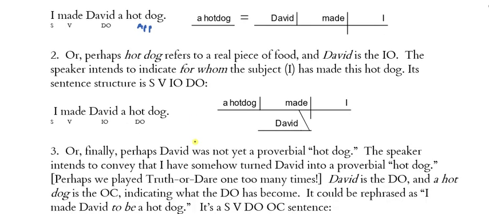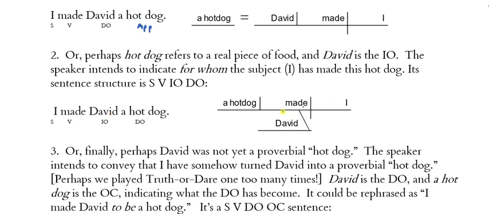Secondly, perhaps hot dog isn't being used in a metaphorical way, but it refers to a real piece of food, and David is the indirect object. He's the beneficiary. The speaker then might be intending to indicate for whom the subject, I, has made this hot dog, and the sentence structure would then be subject, verb, indirect object, and direct object. So I made David a hot dog. The hot dog is what I made. That's the direct object, and I made it for David.